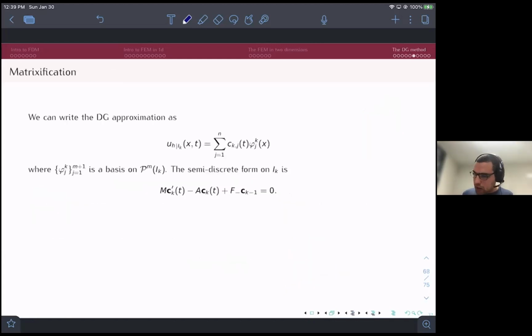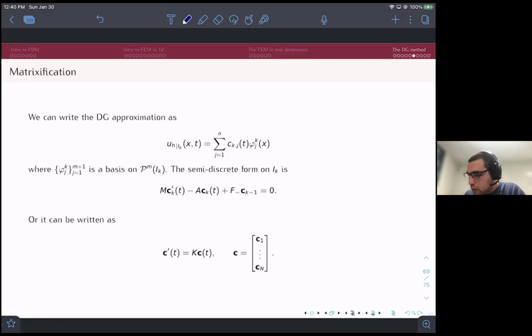Now, if you write your approximation in terms of a basis, what is interesting about these bases is that they can be defined on each element k. You give me an element k, and I can define a basis on it. I don't have to go through the hat functions. And we can define a local system of ODEs: M c_k prime minus A c_k plus a certain matrix F minus, where I'm using minus to denote the left element, times c_{k-1}, equals 0.